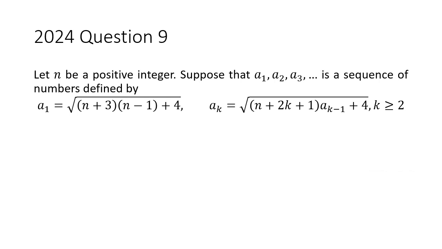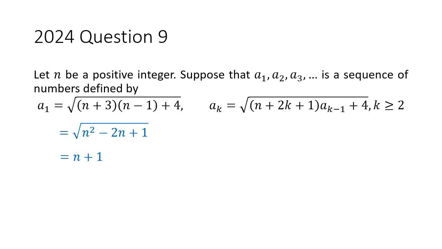So what we can do here is we can first simplify a1. If we expand the quadratic (n plus 3) times (n minus 1), we're going to get n squared minus 2n minus 3. When you add 4, you're going to get plus 1. Notice you get a perfect square. So a1 is just n plus 1.